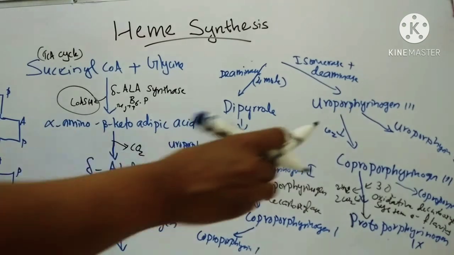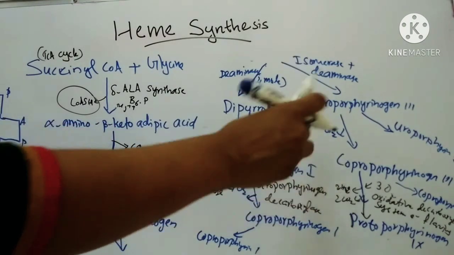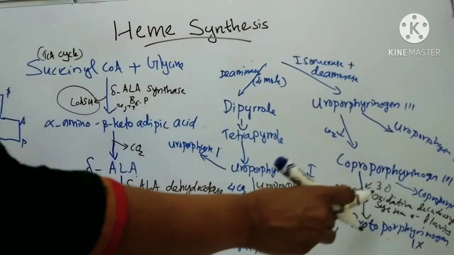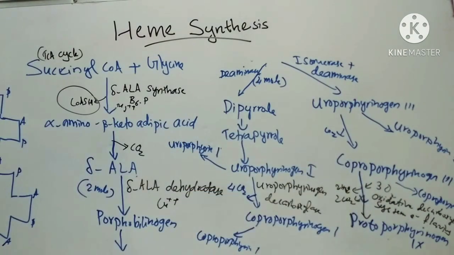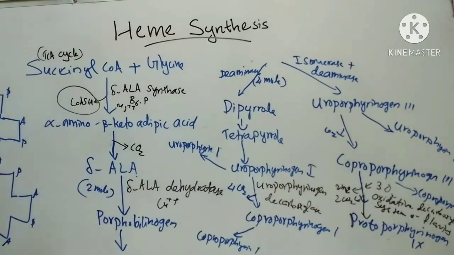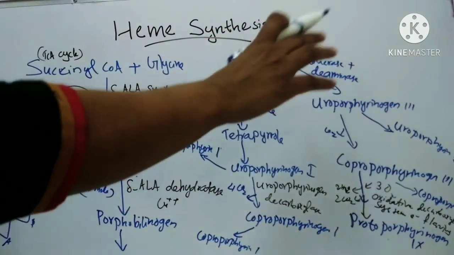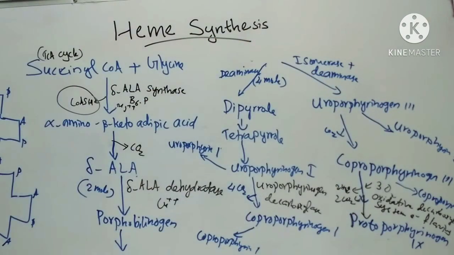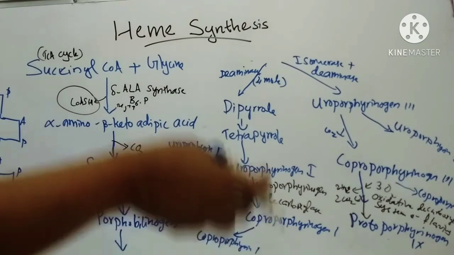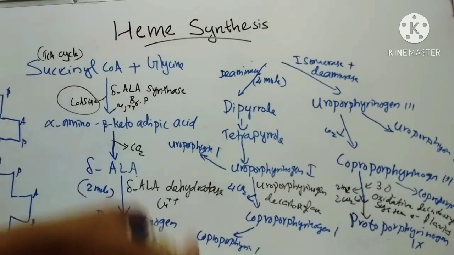So this coproporphyrinogen 3 enters mitochondria for further reaction. An oxidative decarboxylase system containing flavins as coenzyme. This oxidative decarboxylase system contains flavin as the coenzyme. This converts coproporphyrinogen 3 to protoporphyrinogen 9. Then this protoporphyrinogen 9 is converted to protoporphyrin 9 by another oxidase system.